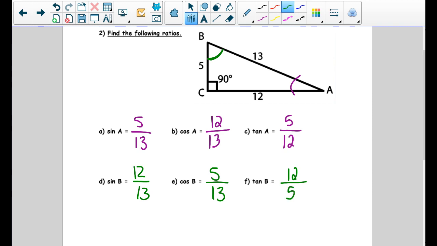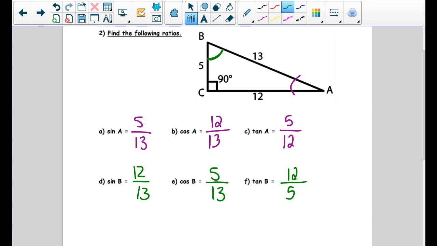Okay? Now, what do you notice about these relationships, these ratios? They're all the same numbers, right? So looking at sine of B and cosine of A, it's the same ratio. Looking at sine of A and cosine of B, it's the same ratio, right? And then what happens to tangent? Tangent just gets flipped, okay?